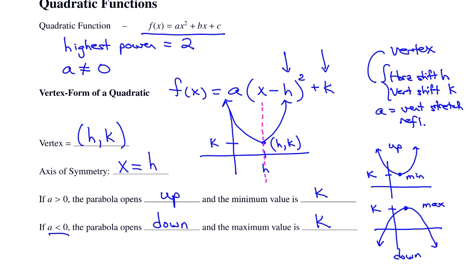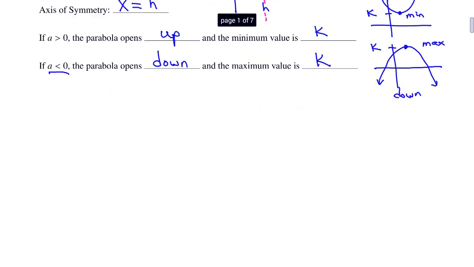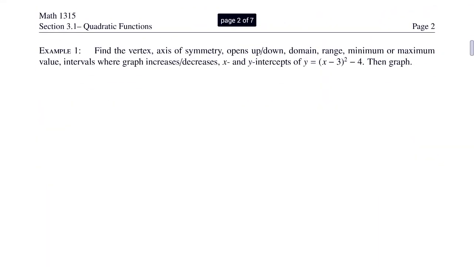Let's look at example 1. Find the vertex, axis of symmetry, opens up or down, domain, range, minimum or maximum value, the intervals where the graph increases or decreases, the x and y intercepts of the quadratic y equals (x minus 3) squared minus 4, and then graph. So first off, notice that this is already in vertex form.